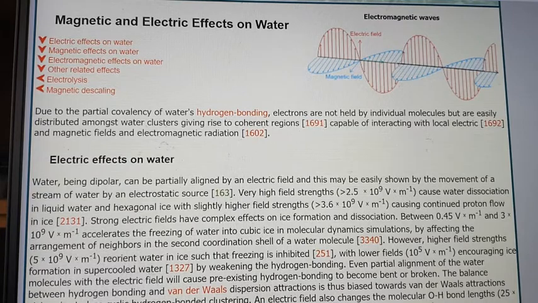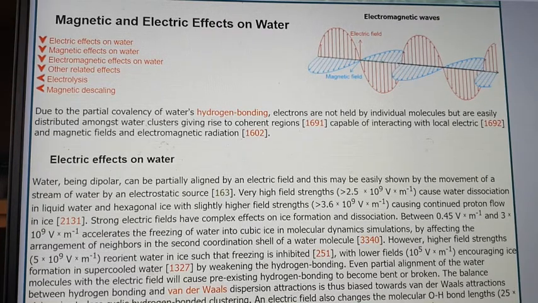Water, being dipolar, can be partially aligned by an electric field, and this may be easily shown by the movement of a stream of water by an electrostatic force. Very high field strengths, greater than 2.5 times 10 to the 9 volts per meter, cause water dissociation in liquid water, and hexagonal ice with slightly higher field strength, greater than 3.6 times 10 to the 9 volts per meter, causing continued proton flow in ice. And strong electric fields have complex effects on ice formation and dissociation.